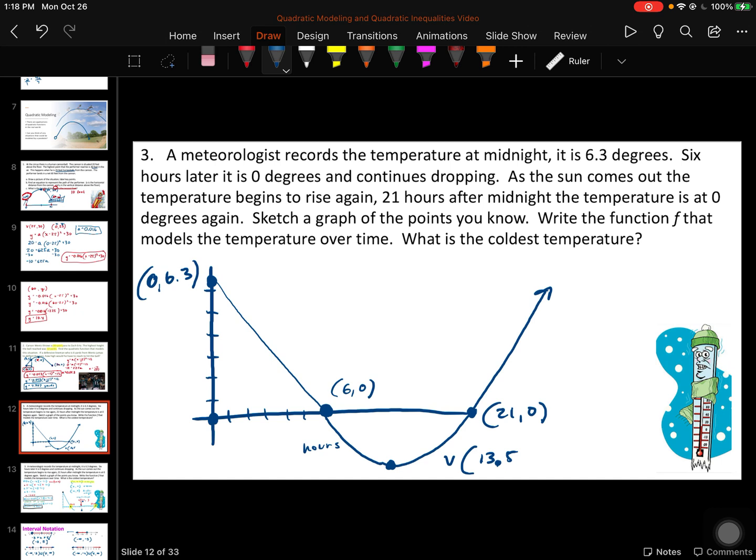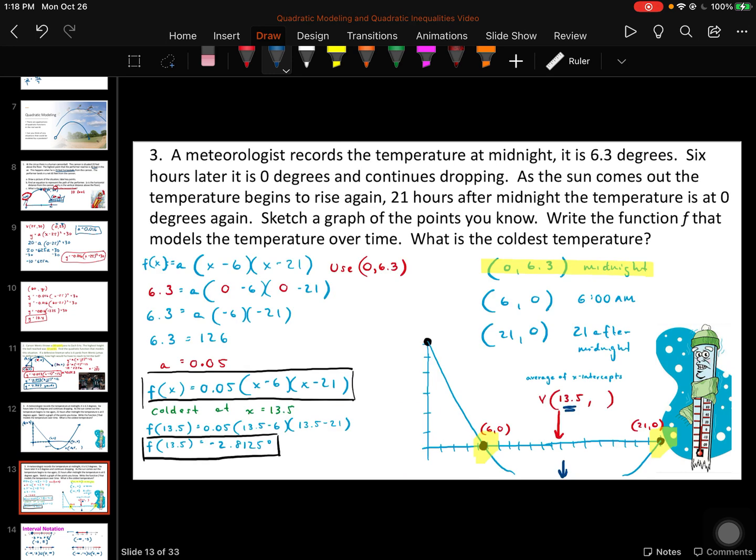Okay, and then from there, we've got to get the y. So you can plug it back in to get the y. But we don't have an equation to plug it back into, so that's a little bit annoying. So here's what my idea is. You're going to plug in x minus 6. That's the first x-intercept. Because if you think of when you factor and solve, x minus 6 is one x-intercept. x minus 21 is the other x-intercept.